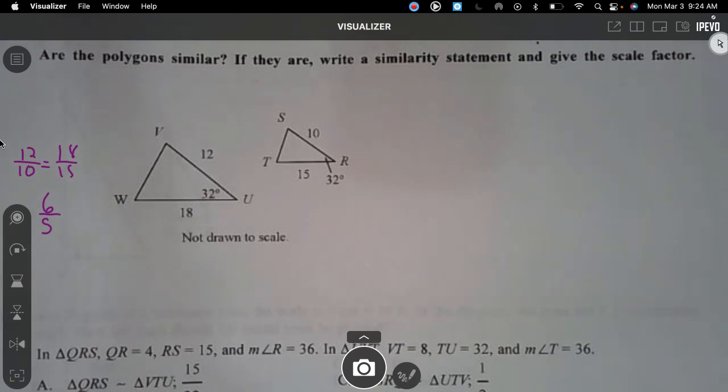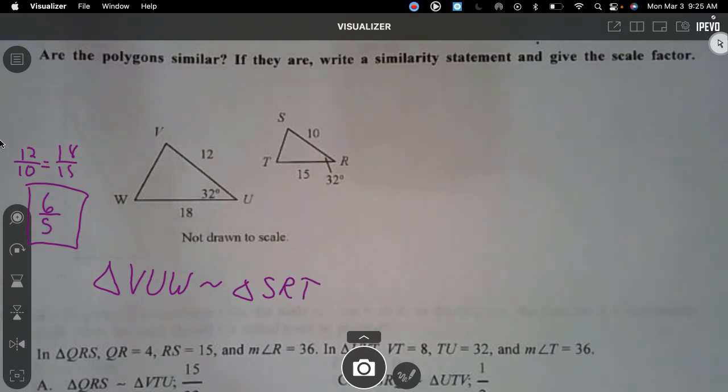I'll show you another way in a second you could have done. And then the 18 with the 15. And so this right here is our scale factor. That's part of our answer. Now, since she started with this triangle, what is her similarity statement going to start with? This triangle. So which letters? V, U, W. And that would be similar to which triangle? Go in the same order. SRT. That is the correct answer.